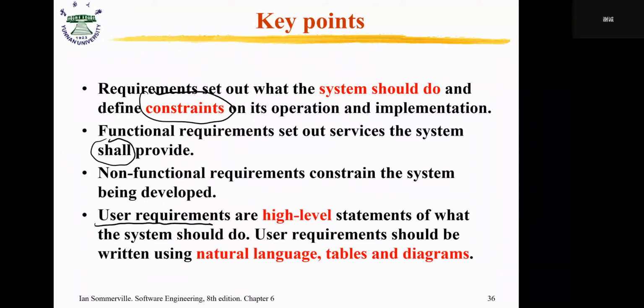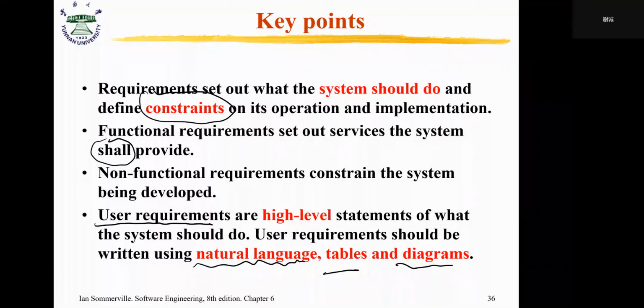But user requirements should be written in natural language, and sometimes you draw some diagrams, and maybe you can use tables. The one principle is to make it simple so that the end user and the customer can understand it. Okay, this is this chapter, user requirement documentation. Next class, I will teach you how to do the requirement process.